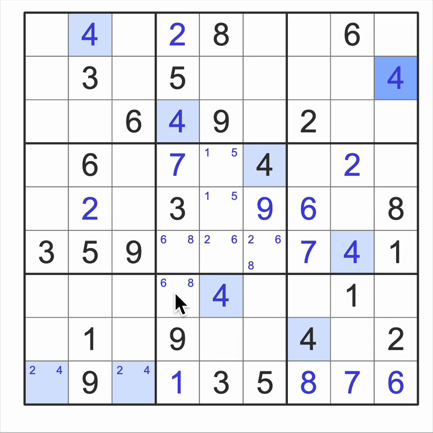And I can place 2 in box 8. This 2 blocks here. This 2 blocks here. Gives me 2 here. And this 2 blocks this cell. This 2 blocks here. And 2 block these. Gives me 2 here.